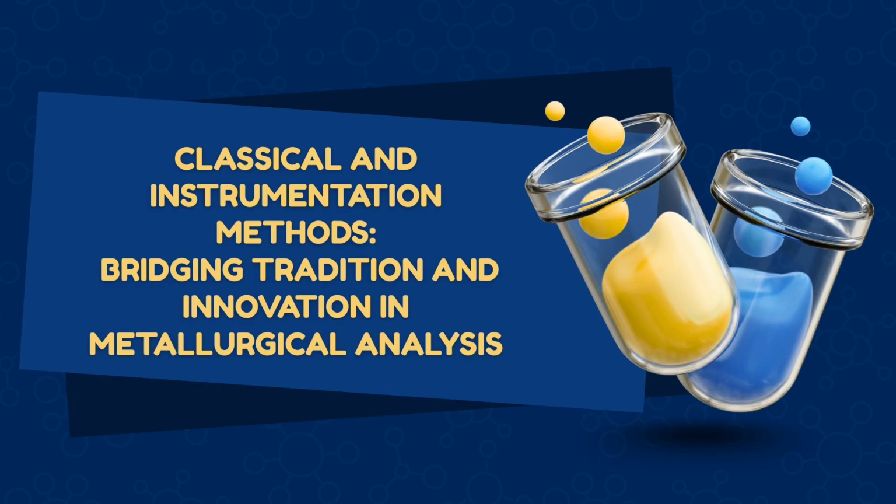In summary, we have seen how both classical and instrumental methods of analysis contribute to metallurgy and mining. Classical methods, such as copper electrolysis, lead gravimetry, zinc titration, and iron permanganate titration, are traditional techniques that provide accurate results through careful laboratory work. Meanwhile, instrumental methods such as spectrophotometry, X-ray diffraction and fluorescence, and microanalysis make use of advanced technology to deliver faster, more precise, and detailed information.